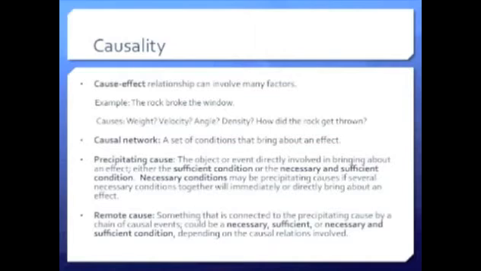However, simply because a cause is a remote cause does not mean it is not important. A remote cause may be understood as a necessary condition, a sufficient condition, or a necessary and sufficient condition, depending on the causal relationships involved in the causal chain that link the remote cause to the precipitating cause.